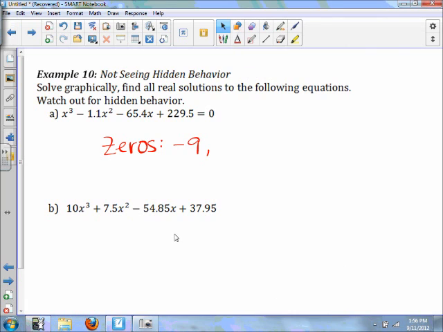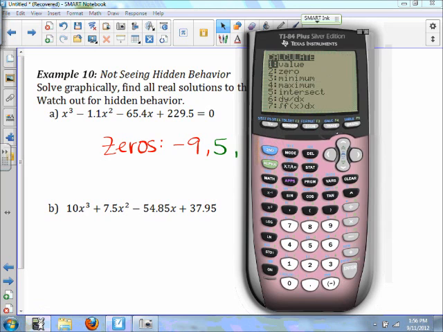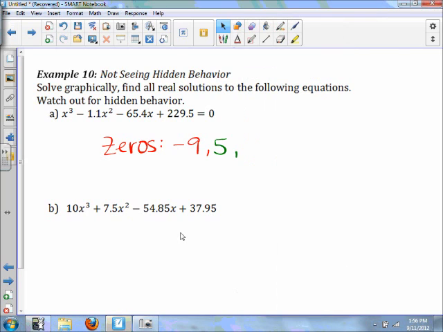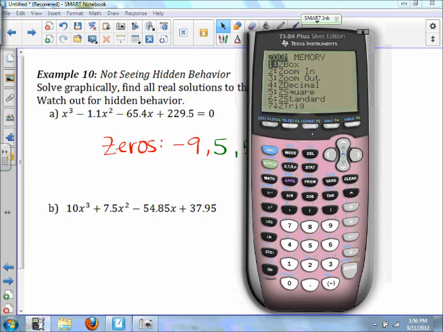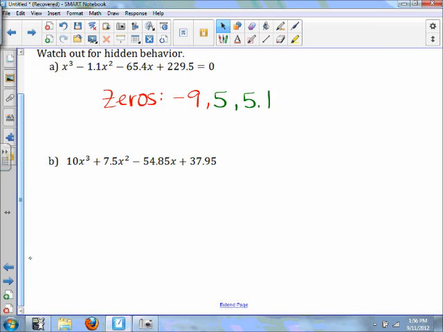So we'll have 1 zero at 5. And your other zero will be at 5.1. So there's your 3 zeros. What looked like there was going to be 2 zeros here actually turns out to be 3 zeros. Okay? That's why you have to be careful for not seeing hidden behavior.